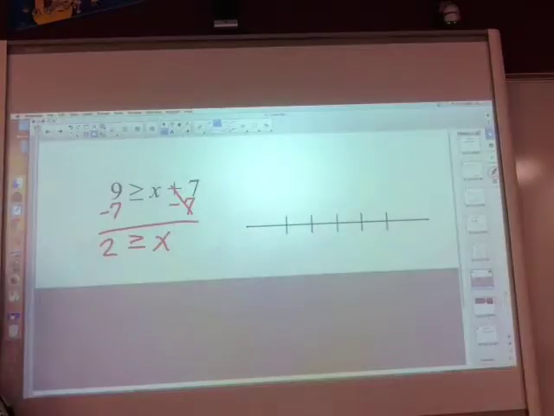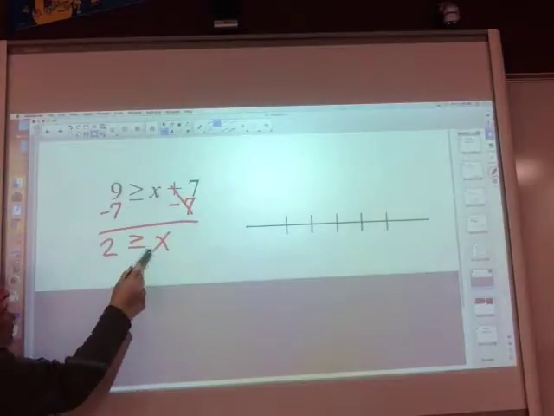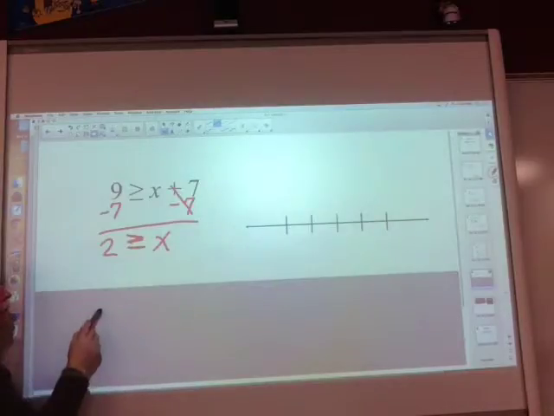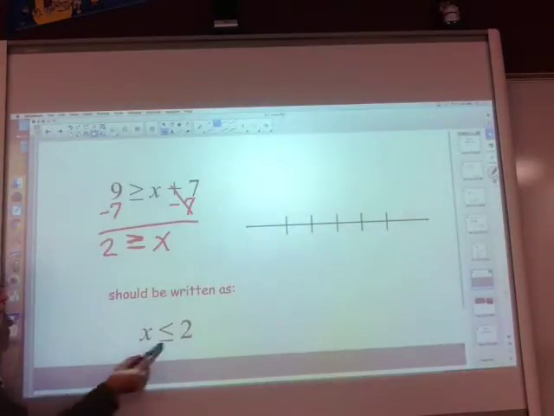The problem is we can't graph that. We can, but it would be very confusing. What you want to do is rearrange, because on all of the other problems we talked about, the X has to be first. The graph won't match up with the greater than sign unless we put the X first. So it should be written as X is less than or equal to 2.